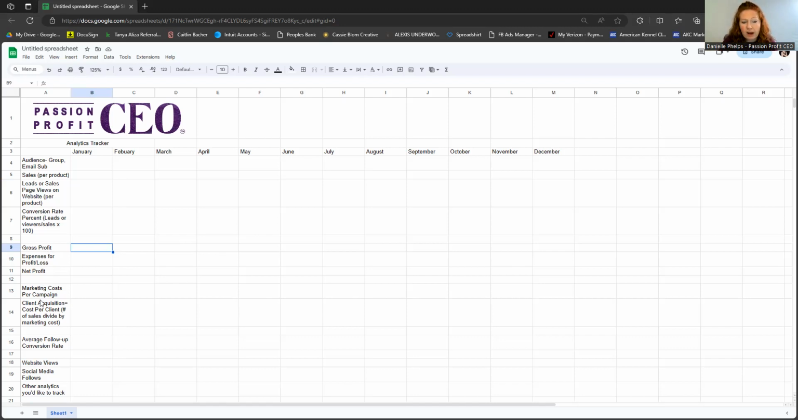The next thing you want to track is your marketing costs per campaign, right? We have expenses here, but you also want to know specifically your marketing costs per campaign.